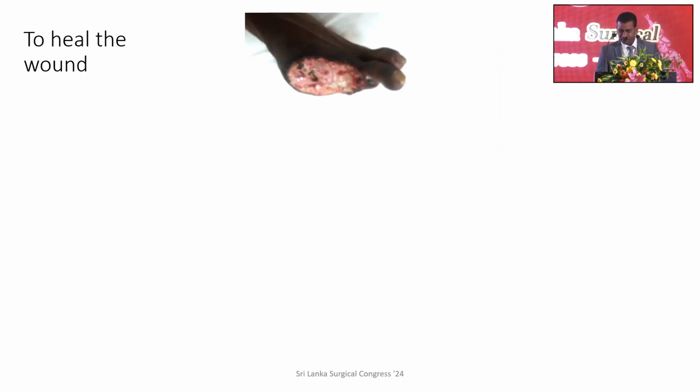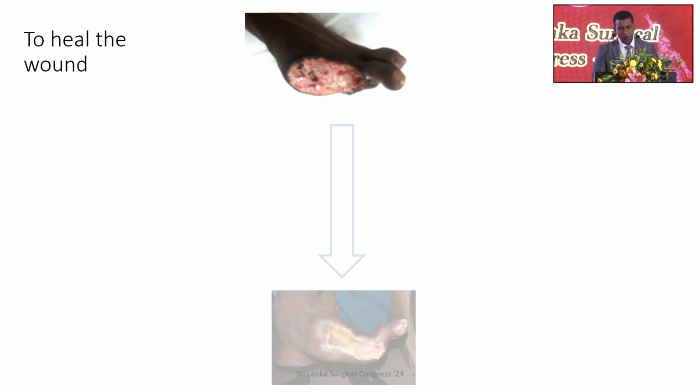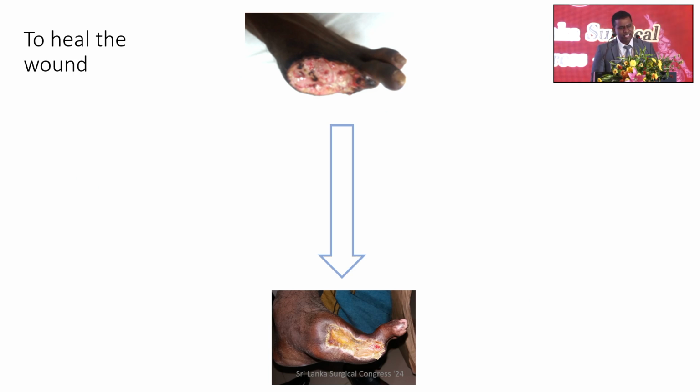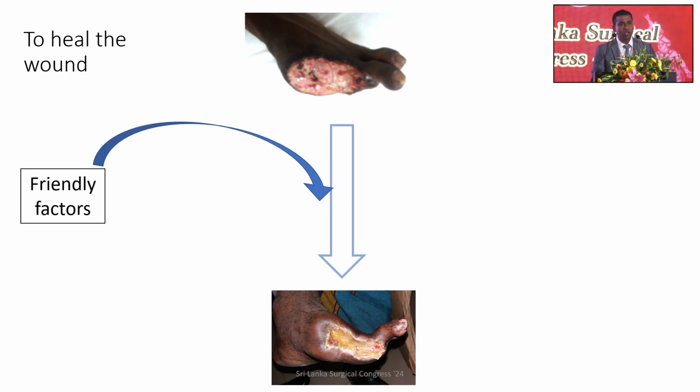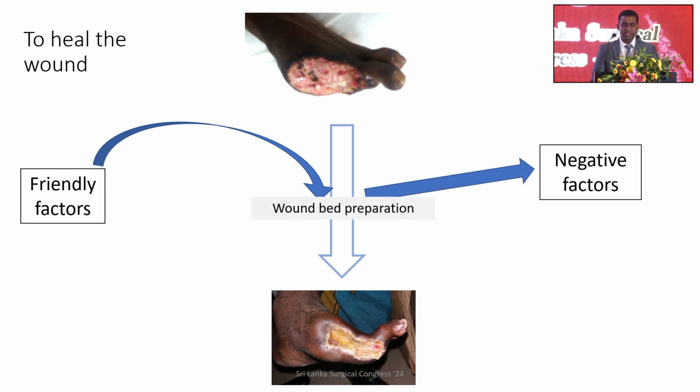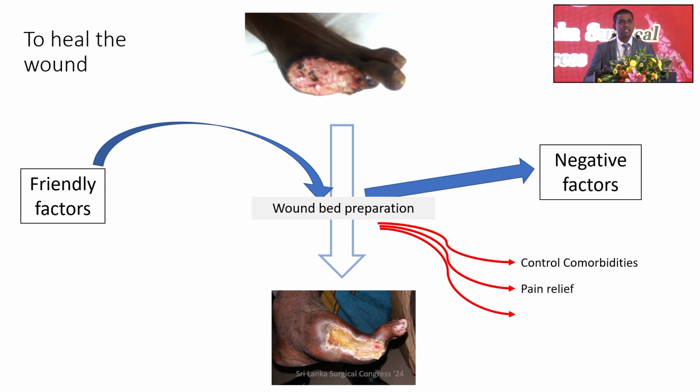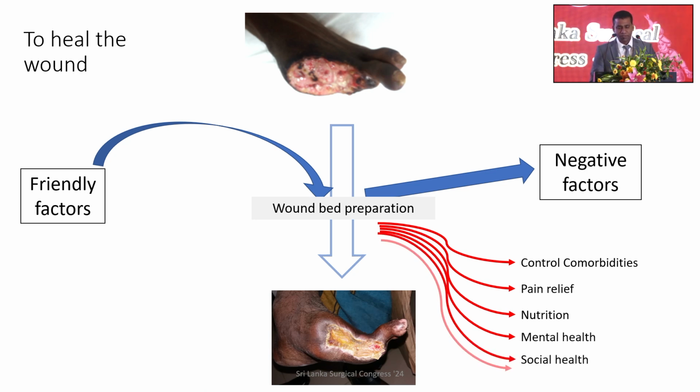This is what we have. We need to somehow get to this point. In essence, it's about making sure you put all the good things in, put all the friendly factors in, remove all negative factors, and then you try and heal and get that wound bed prepared while this is happening. And of course, there are a lot of adjuncts to this problem that need to be sorted out to make sure the patient also gets to the end of this program. So this is what we want to achieve.